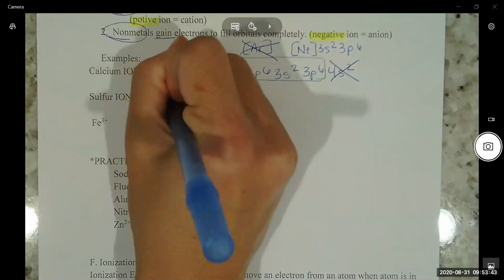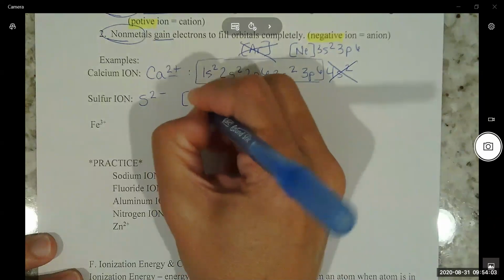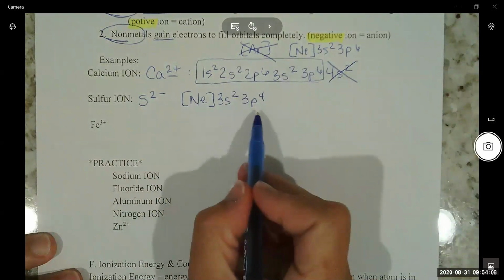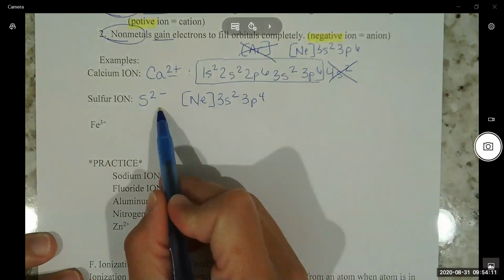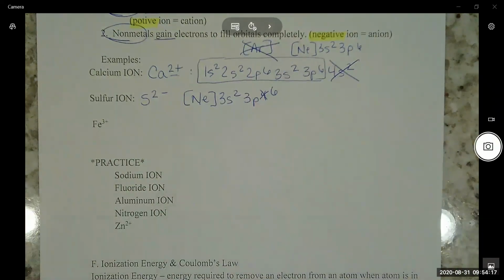Sulfur is -2, and we know that because it's in the same row as oxygen. It gains 2 electrons to complete its octet. It's got 6 valence electrons and it gains 2 more. The normal electron configuration for sulfur would be neon and then 3s2, 3p4. This would be the sulfur atom. But since it has a -2 charge, it gains 2 electrons, and so this 4 becomes a 6. That's my electron configuration for the sulfur ion. And no, you cannot write argon for that either.